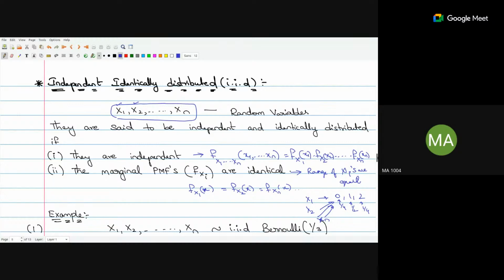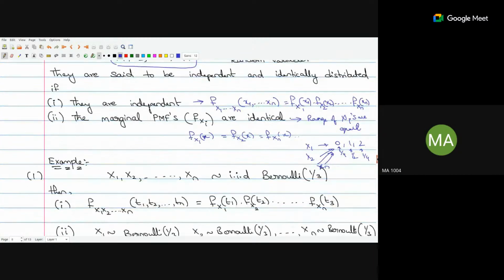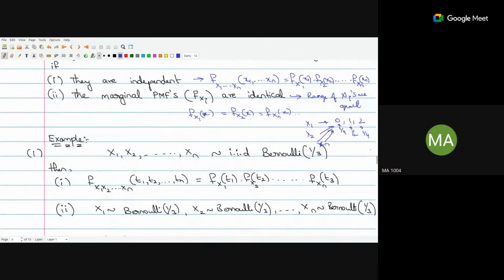Okay, so I have examples below. Let me take an example and it will get clear. Now you see, when I say x1 to xn are IIDs coming from Bernoulli 1 by 3, what does this mean? Usually we denote these IIDs like this. x1 to xn follow independent identically distributed Bernoulli 1 by 3. What this means is that the joint distribution of x1 to xn can be written as product of marginals like this, fx1 of t1, fx2 of t2, to fxn of tn.